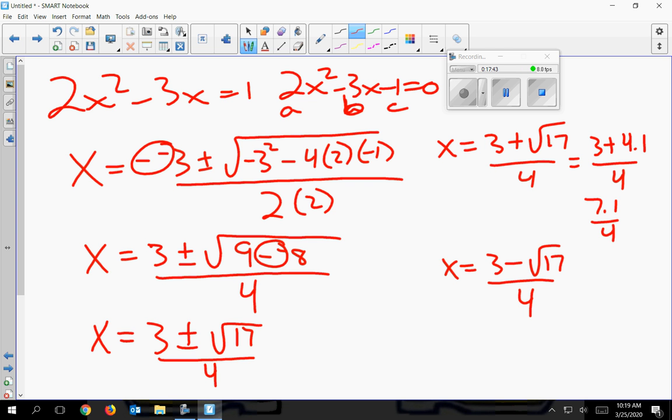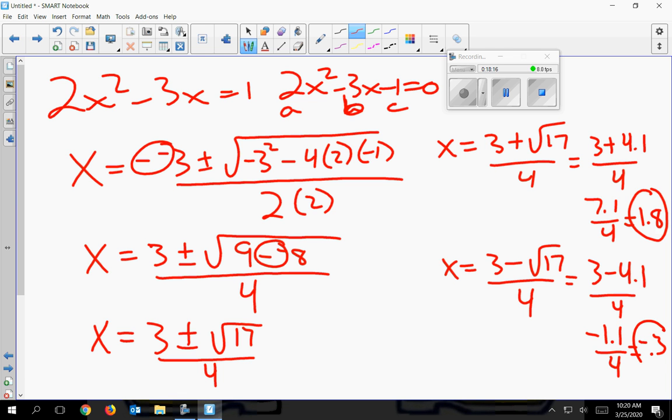And then let's go down here and do this one, and then we'll do some answers together. So I'm going to get 3 minus 4.1 over 4. Okay, and that's going to get me a negative 1.1 over 4. Okay, so 7.1 divided by 4 gives me about 1.8. I rounded it to the nearest tenth, okay? And then negative 1.1 divided by 4 gives me about negative 0.3. I rounded that to the nearest tenth, okay?